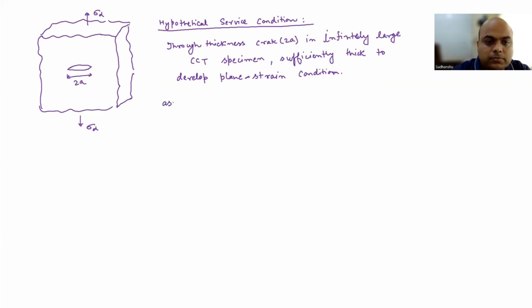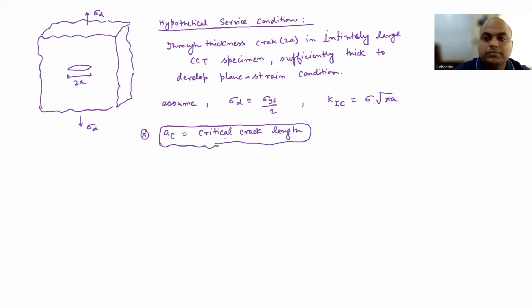Okay. Now let's assume that the applied stress is half of sigma ys. So we are applying a stress which is half of the yield stress. This is a CCT specimen, infinitely large, right? So we can write K1C as Y sigma root pi a. Y will be equal to 1 because this is an infinite plate. So this becomes sigma root pi a. Okay. And we are calculating the ac value here, which is the critical crack length. We have done something like this in the last lecture also. So we are trying to find out the critical crack length ac. K1C is given. Sigma is sigma ys by 2.